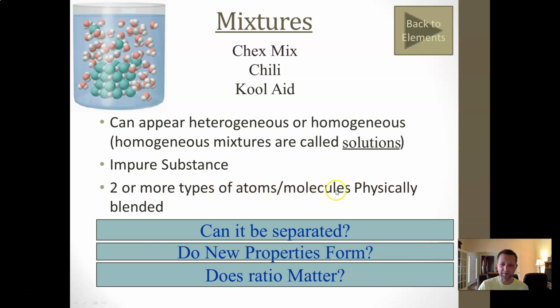Okay, 2 or more types of atoms or molecules physically blended. There's no chemical bond between them. There's no chemical bond between the Kool-Aid particles and the water molecules. You know what I mean? So it has to be a mixture. There are some activities and different things we could look at if we're in class to help us understand these a little bit more. Okay.